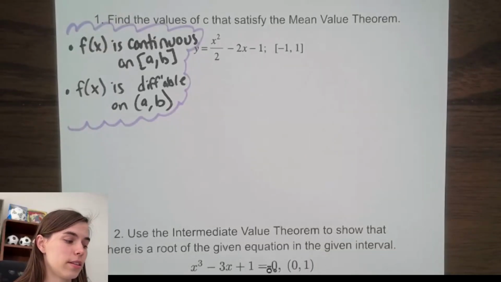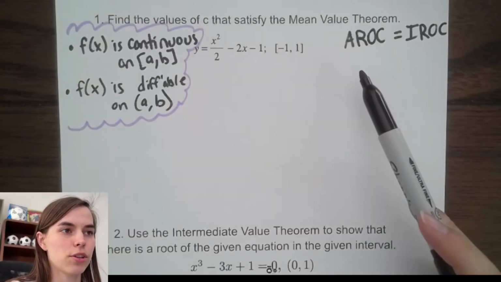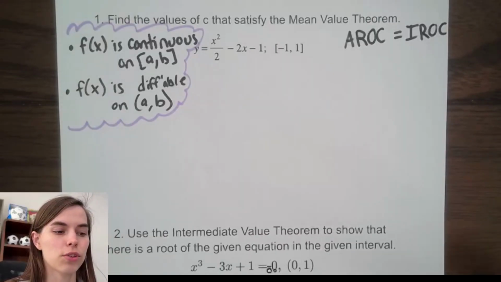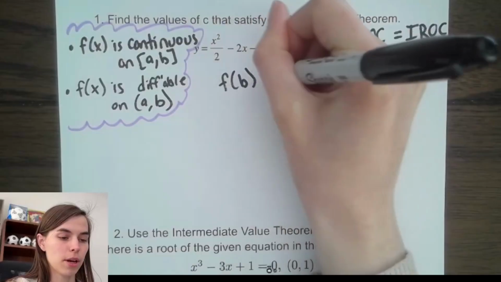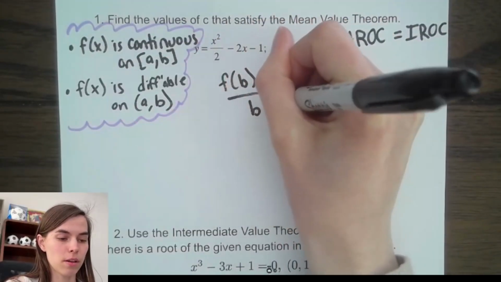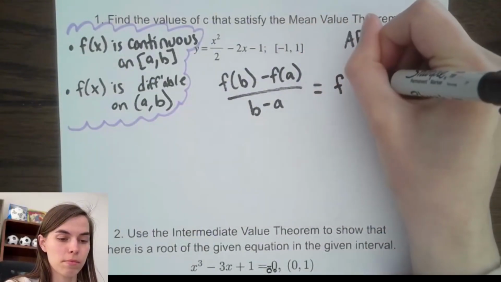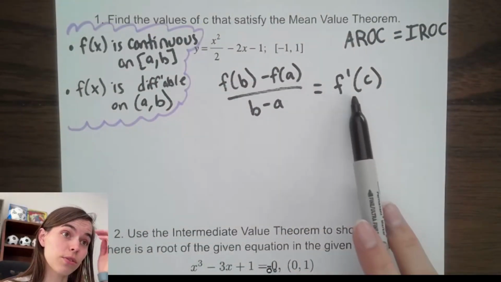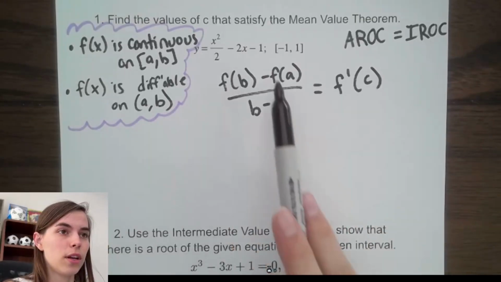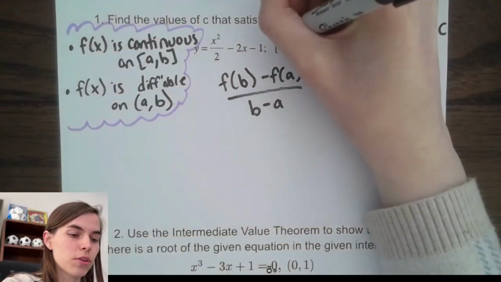Then the next thing that the mean value theorem says is that ARoC equals IRoC. This means the average rate of change is the same as the instantaneous rate of change for some value of c. Written out, the average rate of change is f of b minus f of a over b minus a. The instantaneous rate of change is f prime of c. This is what the mean value theorem tells us. Two things we have to do here: find a derivative of f, and find the average rate of change using f and those two points. Remember, this is your a, this is your b.